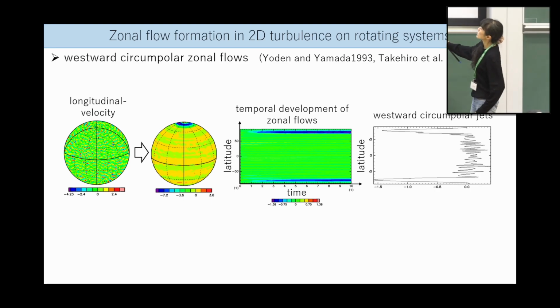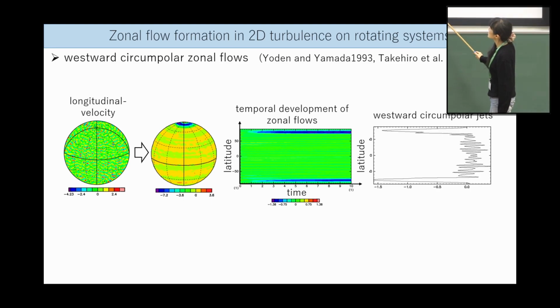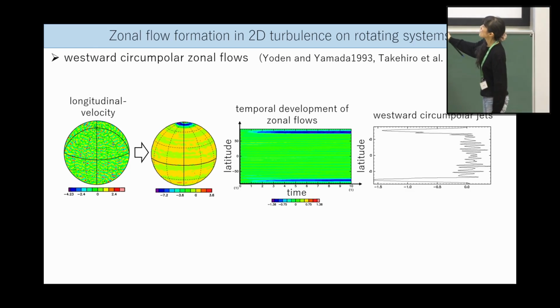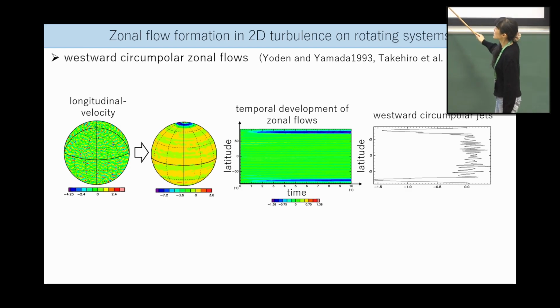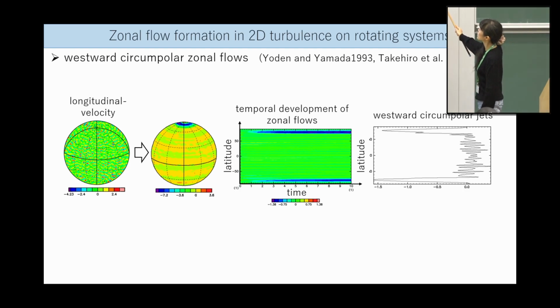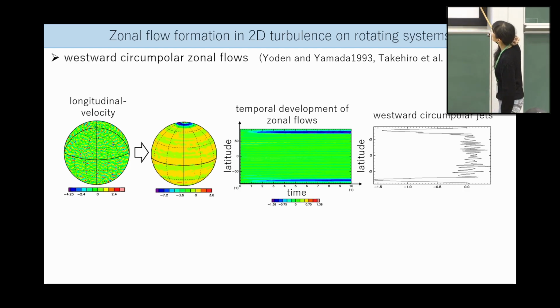And this is the temporal development of zonal flows. The horizontal axis is time and the vertical axis is latitude. At t equals 0, we don't have this clear structure because we have started from a random and uniform flow field. But soon we see blue colors here. So this means that we have large-scale westward circumpolar flows at t equals 1 or 2. And these zonal flows develop as time goes on. And after a sufficiently large time, we have this kind of flow profile. We have very strong westward flows around both poles.